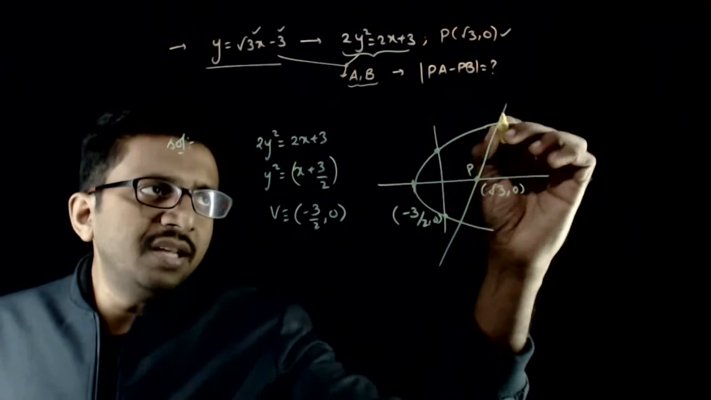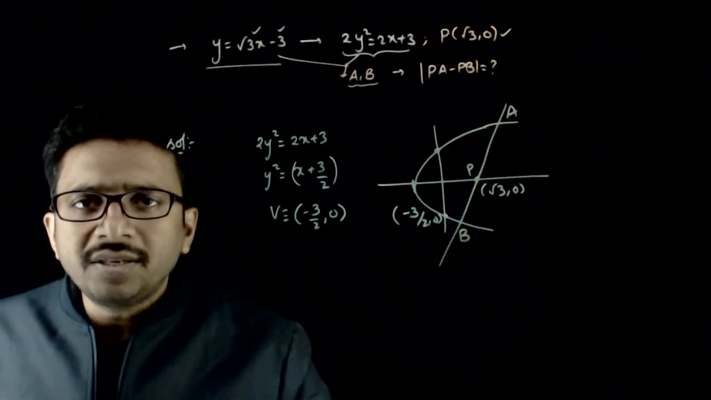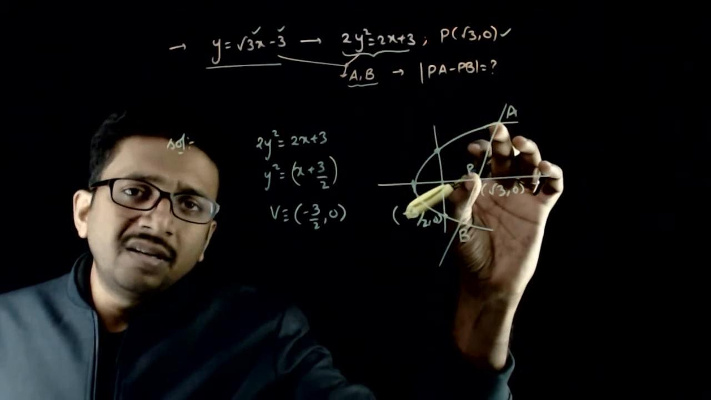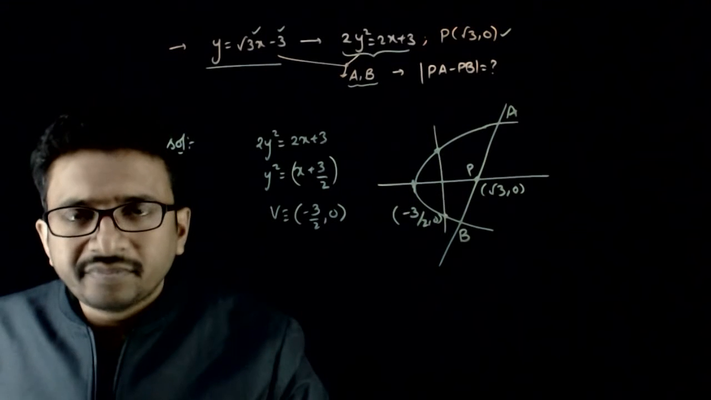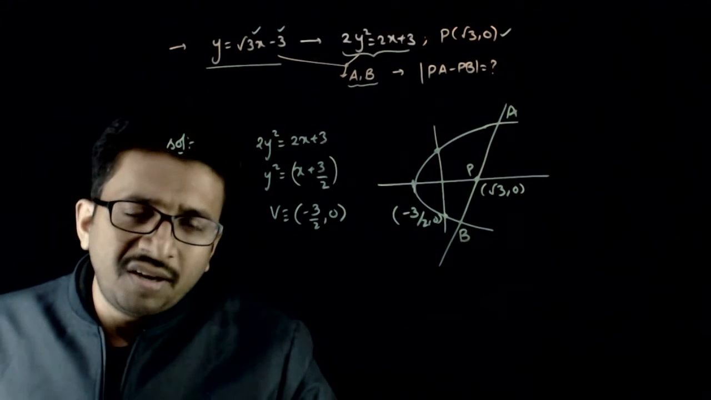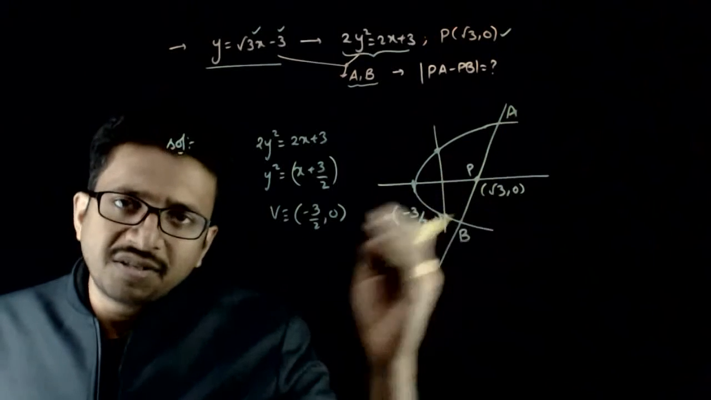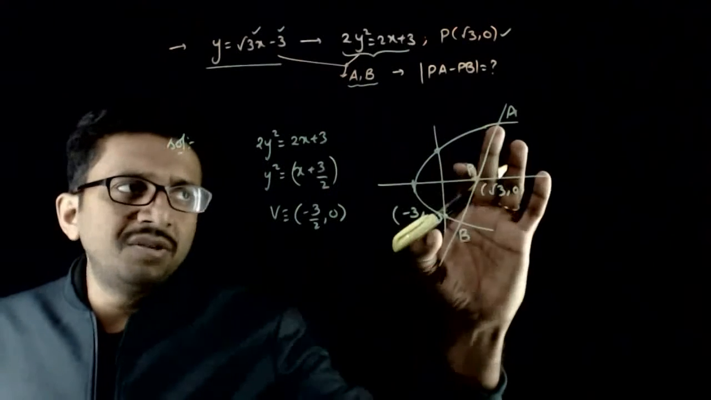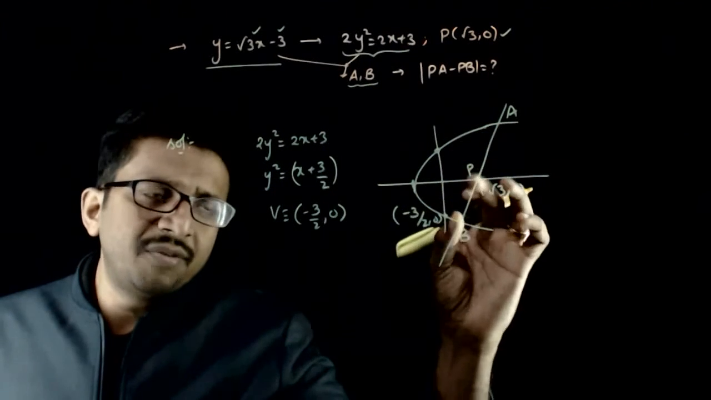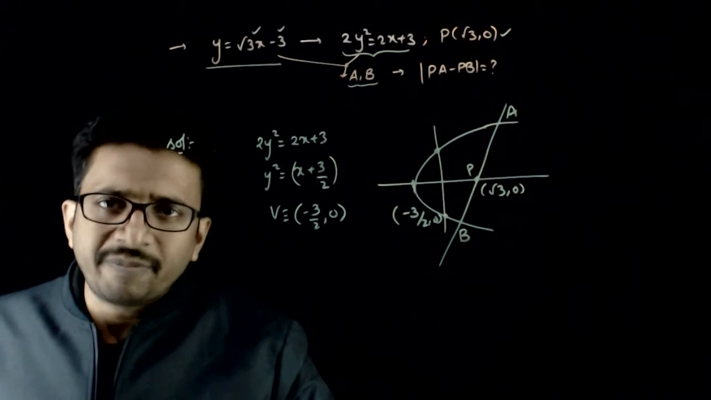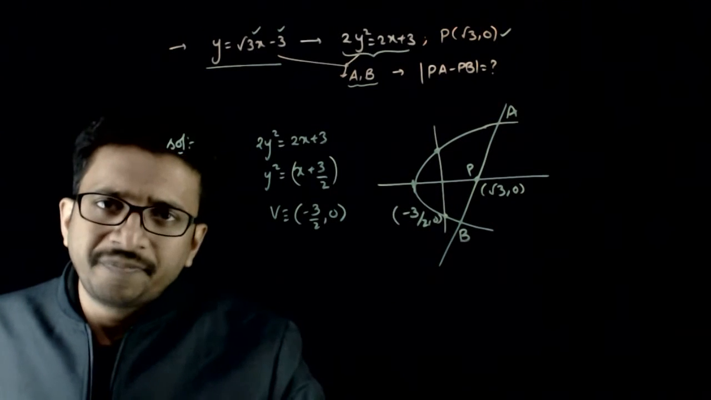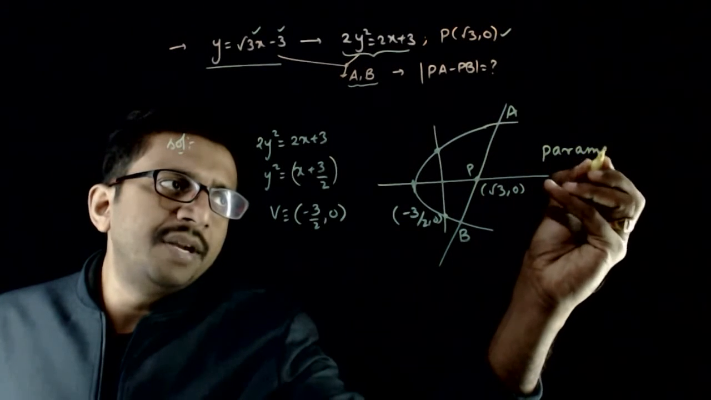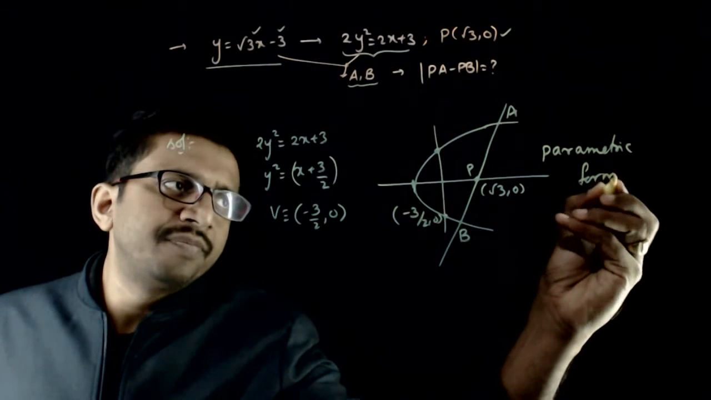And this line is meeting the parabola at two points A and B. Now you are asked to find the value of the difference between PA and PB. How do we do this? One option is to find the points of intersection A and B of this line and the parabola. Once you get them, you find the length of PA, you find the length of PB, and you subtract them. It's one way, but it's a long way. There's an easier way using the concept of the parametric form of a line.